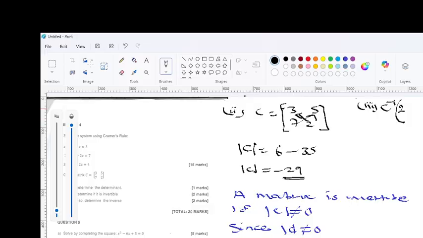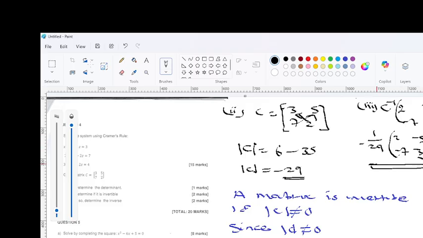Then from there, the numbers on the minor diagonal just change signs. If it's negative, it becomes positive. If it's positive, it becomes negative. So it would be negative 5 and negative 7. Then what is our determinant? Our determinant we calculated to be negative 29. And the inverse is 1 over negative 29. Then we multiply the whole matrix with 2, negative 7, negative 5, and 3. If you want, you can leave it here. This one becomes your final answer.